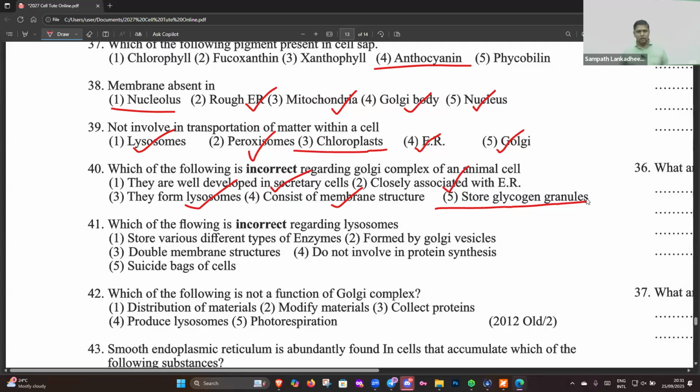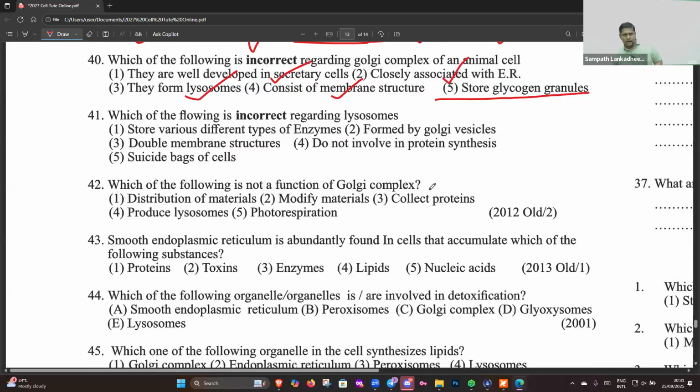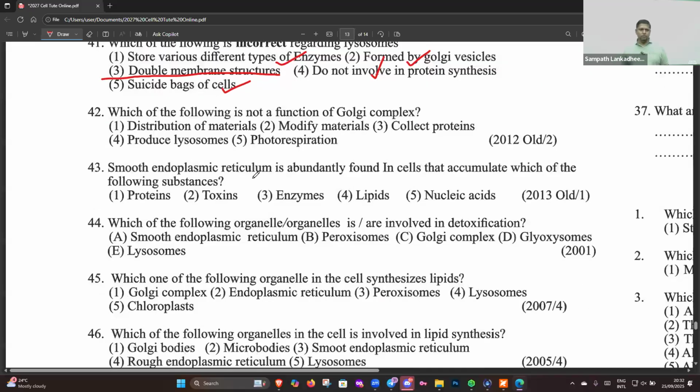Question number 41. Which of the following is incorrect regarding lysosomes? Store various types of enzymes, yes. Formed by Golgi vesicles, yes. Double membrane? No, so we got the answer. Not involved in protein synthesis, yes. Suicide bags, yes.